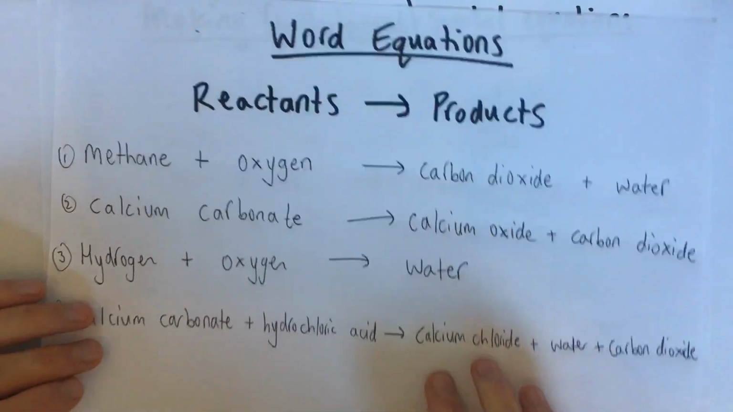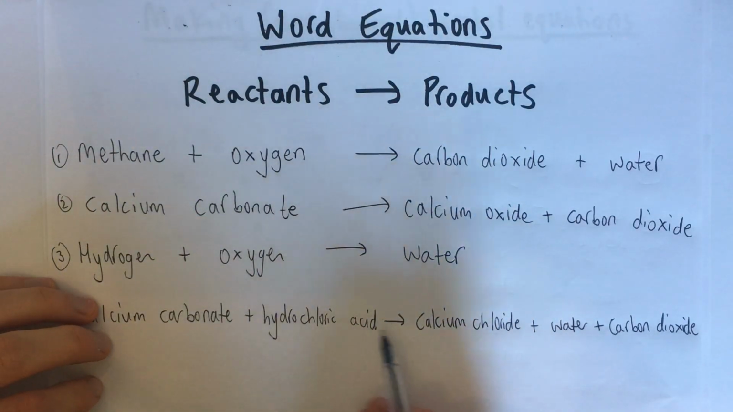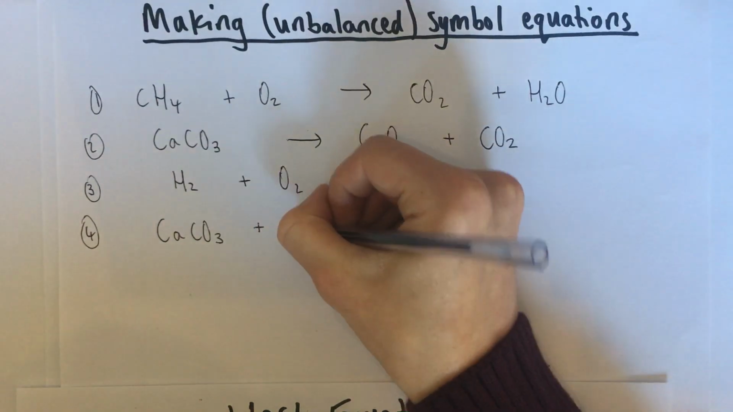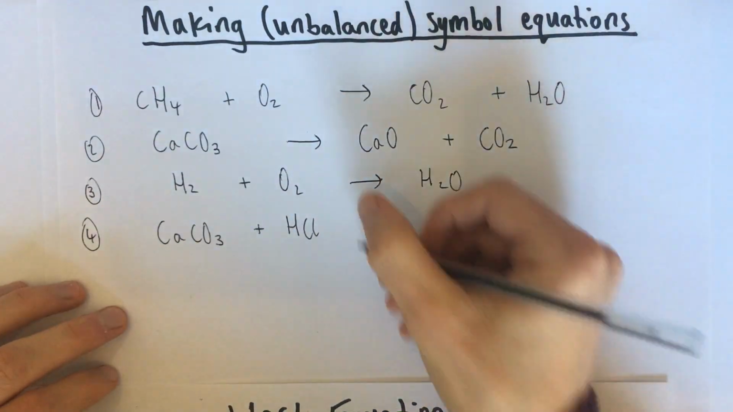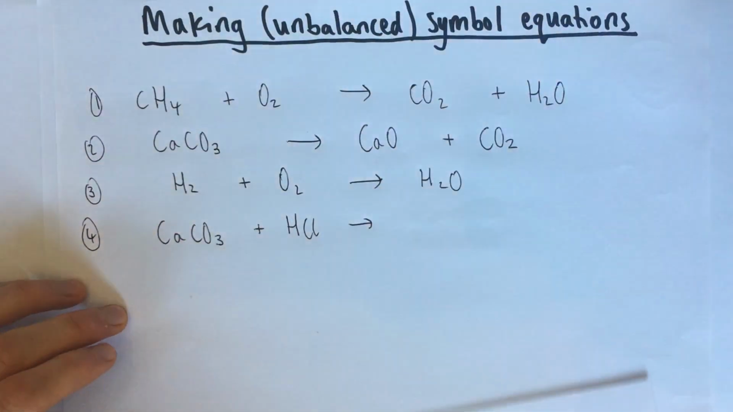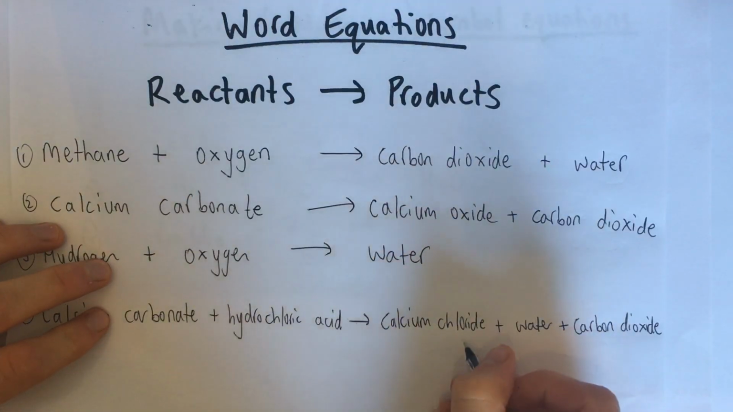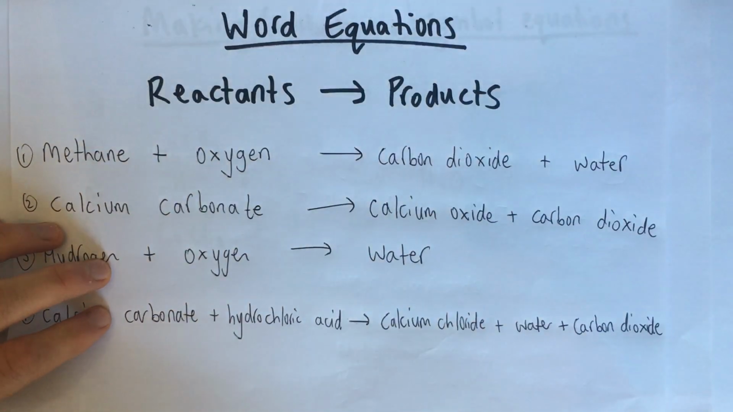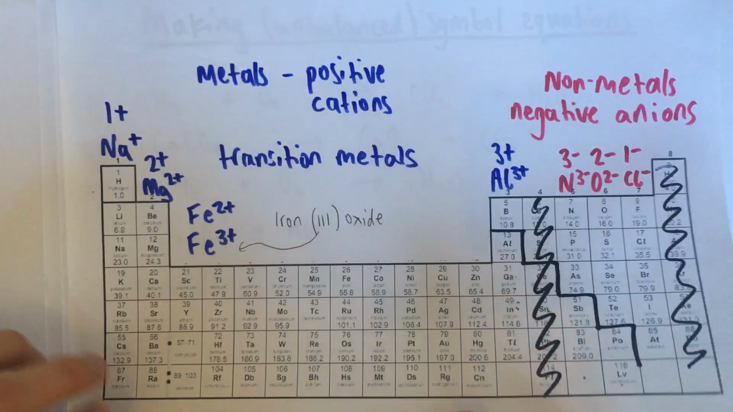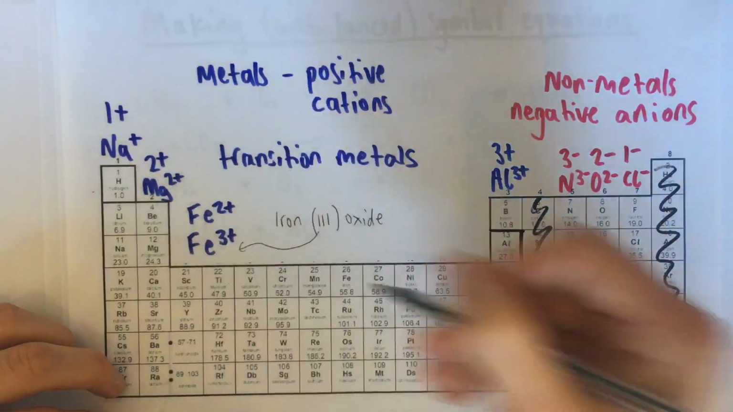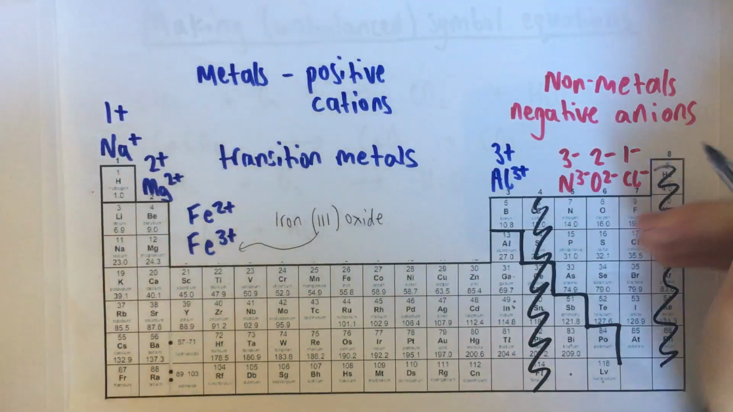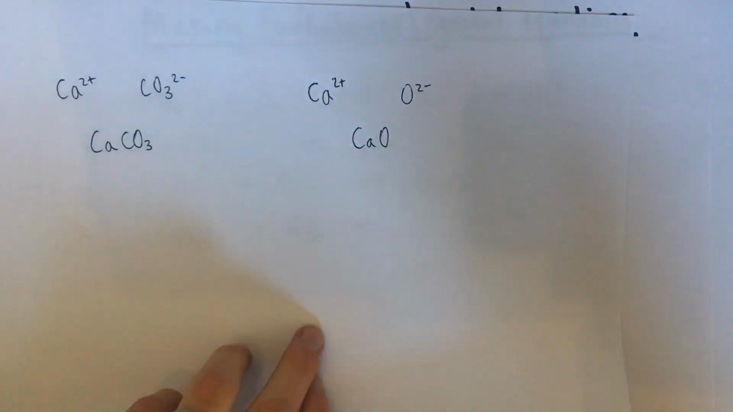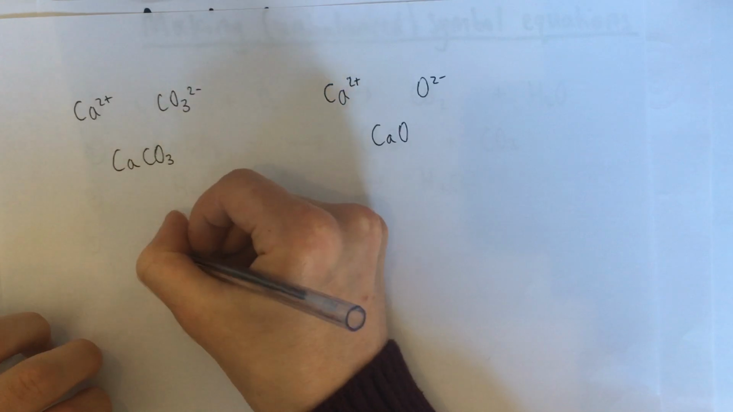It reacts with hydrochloric acid. That's a compound that's worth knowing the formula of. Hydrochloric acid is HCl. They react together to make calcium chloride. That's going to be another ionic compound. So I'm going to look at my periodic table for that one. Calcium we know, again, is 2+. Chloride in group 7 is 1-. So let's try balancing this one.